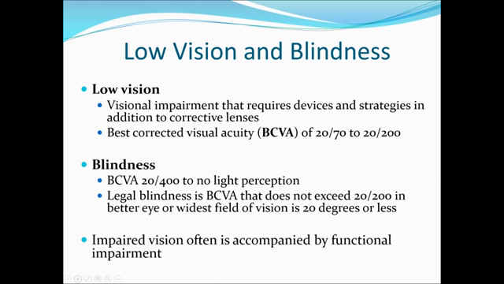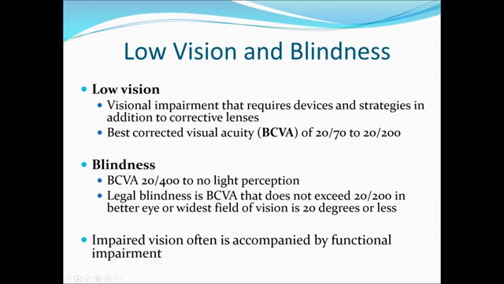True blindness is 20/400 and no light perception. When we talk about the definition of legal blindness, the best corrected visual acuity is not any better than 20/200 in their best eye, or, if we're talking about peripheral vision, their field of vision is 20 degrees or less. That's what would be considered legally blind. Not every patient you deal with is necessarily legally blind, but they may have low vision. You're much more likely to deal with that.